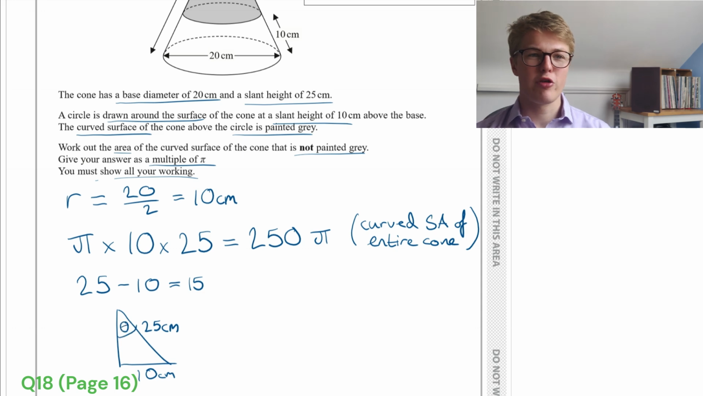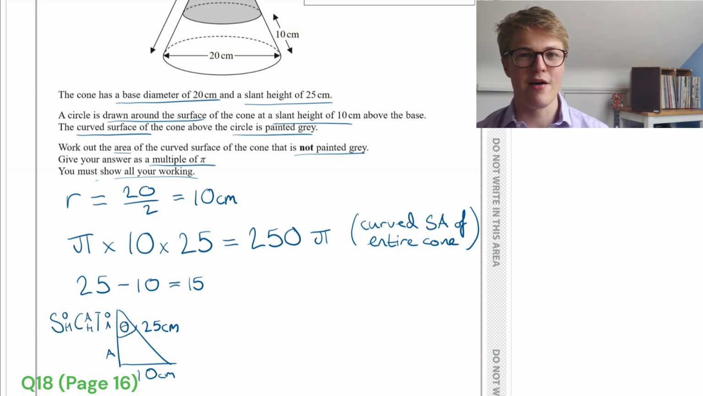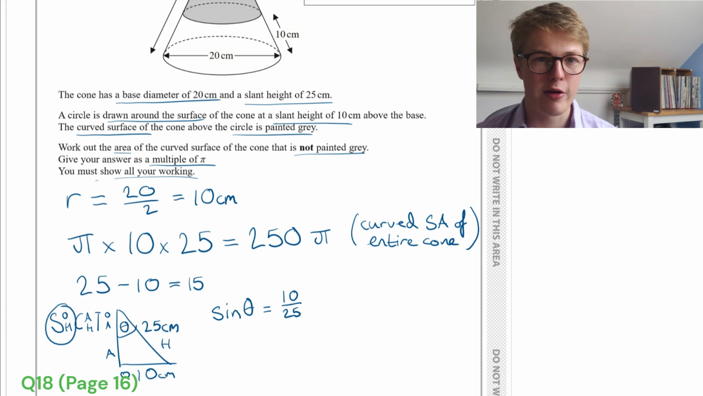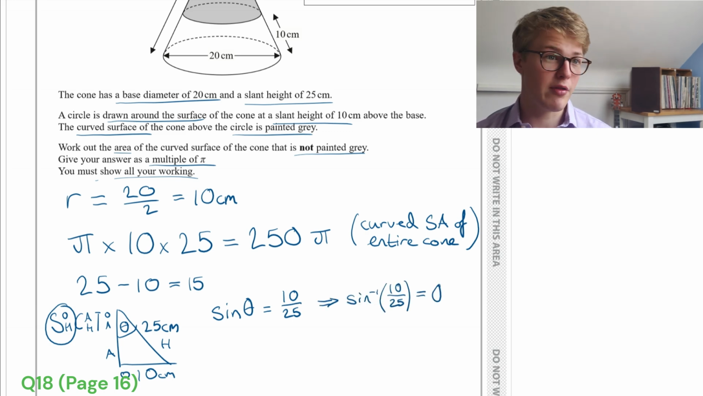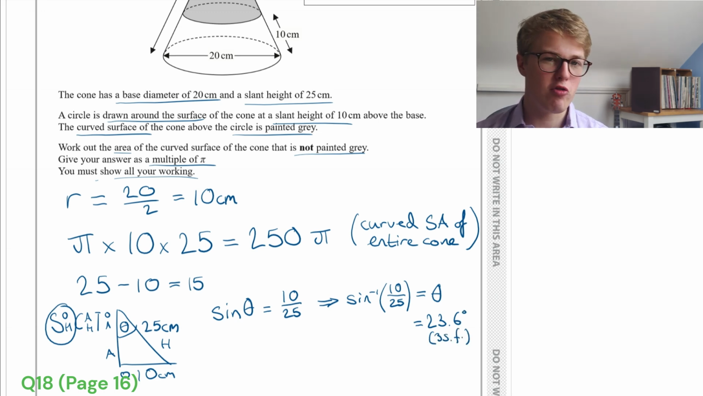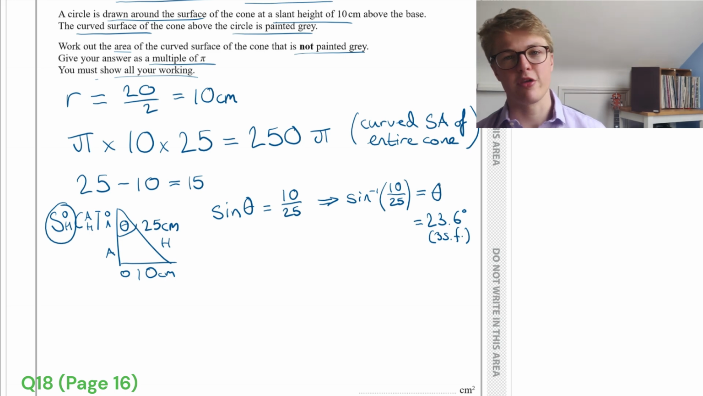So if we take a cross-section of the entire cone, we end up with the triangle that you see here. We have 25 centimetres as our hypotenuse and 10 centimetres as our radius. We use SOHCAHTOA to remember our sine, cos and tan, and as we can see here, sine theta, where theta is the angle at the top, sine theta is equal to 10 over 25. Therefore, inverse sine of 10 over 25 is going to be theta, which is 23.6 degrees. Now that we have the angle, we can use similar triangles to find the radius of the cone that's coloured grey.